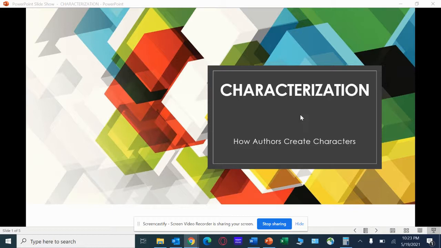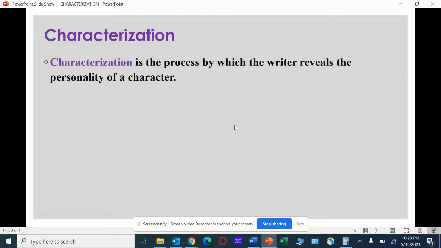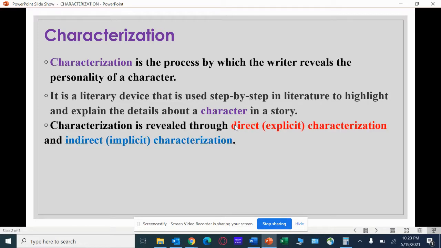Today, I just want to do a brief idea about characterization and how authors create characters. So, we're going to go over two main points with characterization. Now, in terms of defining terms itself, characterization is a process by which the writer reveals the personality of a character. Pretty simple definition here. It's a literary device that is used step by step in literature to highlight and explain the details about a character in a story. There are obviously numerous ways we could formulate characterization, mentioned in one of the homeworks already about the foil character pairing.